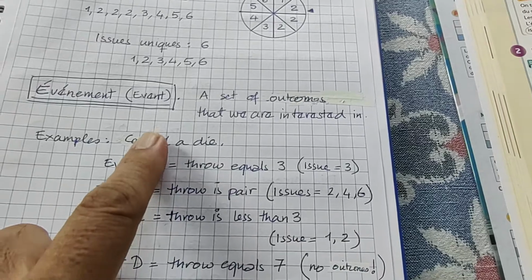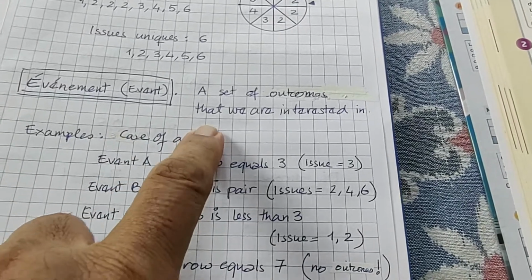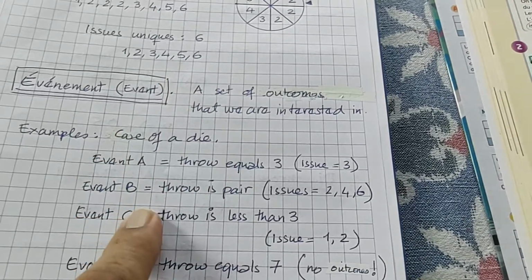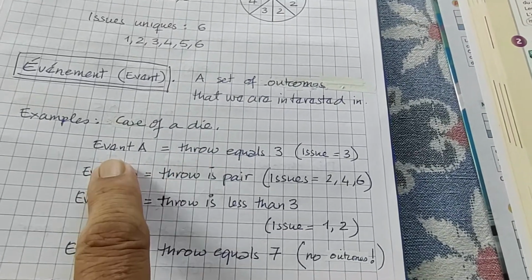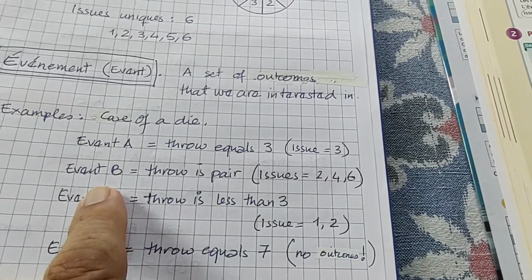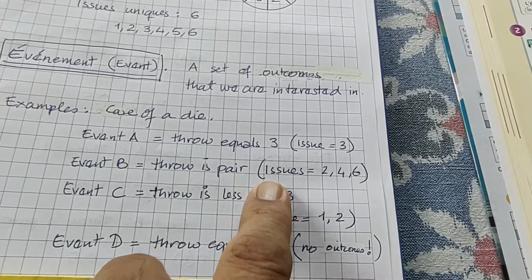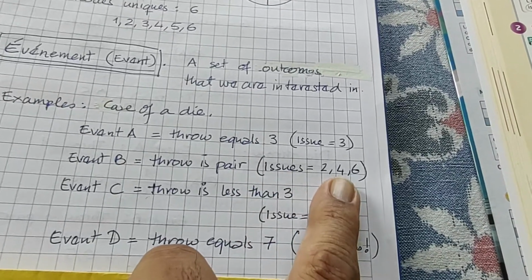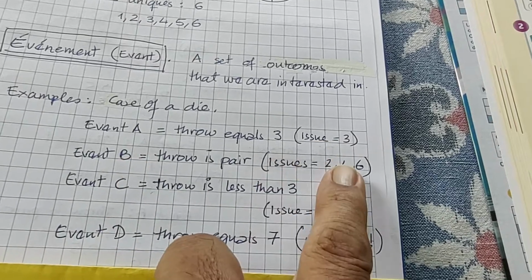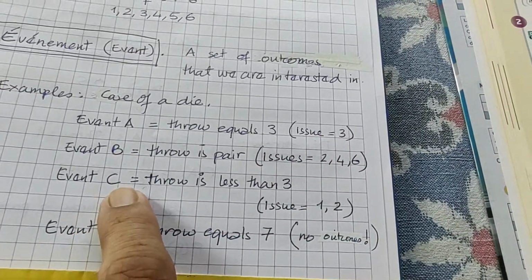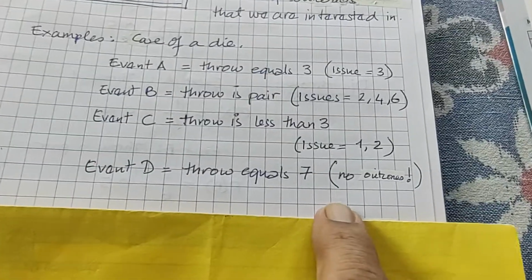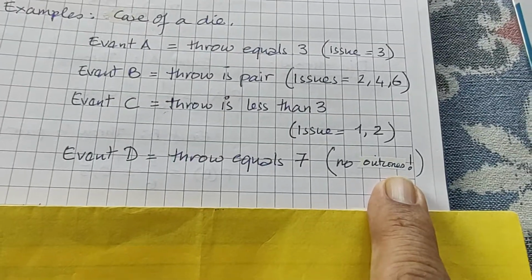So you can think of an event as a combination of one or more outcomes. Here you saw event A was equal to outcome 3. Here event B, throw is pair, is equal to outcomes 2, 4 and 6. So in this case event B is made up of 3 outcomes. Event C here is made up of 2 outcomes, and event D here is made up of no outcomes.